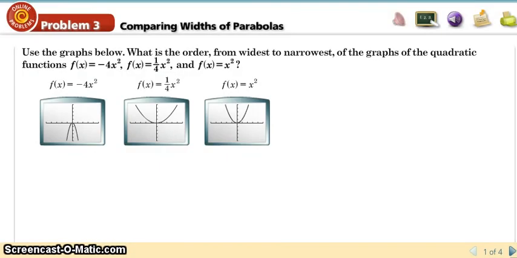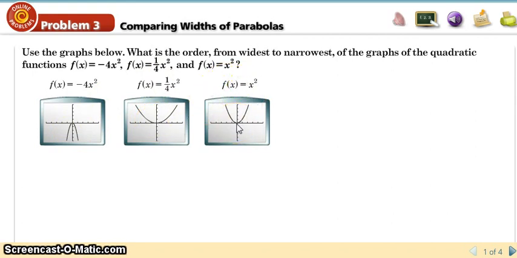This is comparing widths of a parabola. Basically, we're just trying to figure out what is the widest graph to the narrowest graph. And what's nice about this is there is an illustration that goes along with it. This is what negative 4x squared looks like. This is what 1/4 x squared looks like. And this is what just x squared looks like.